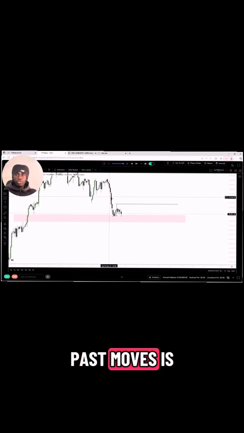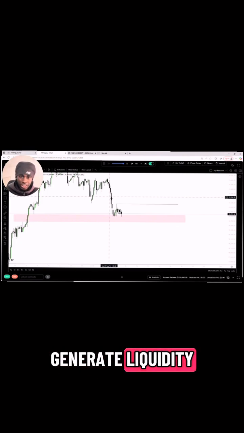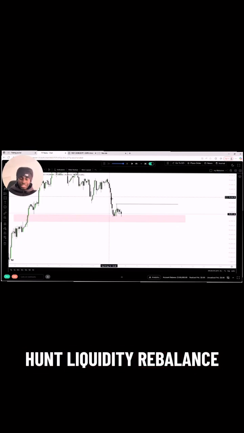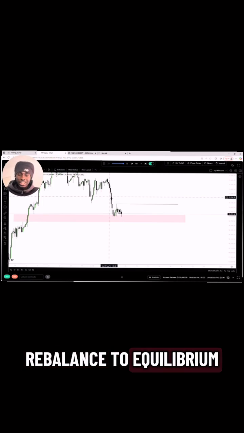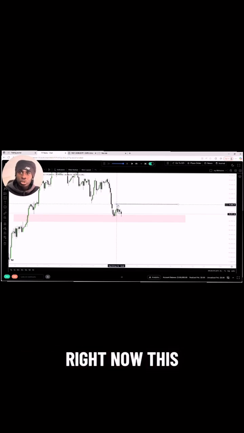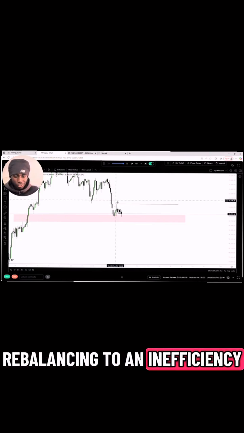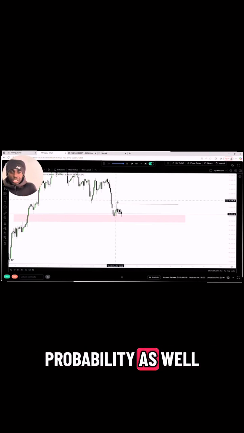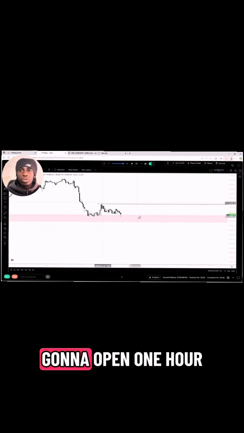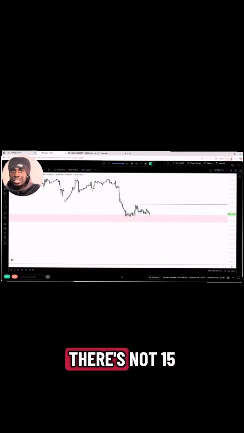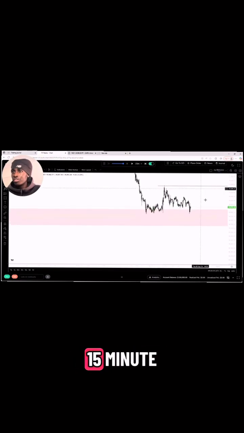You see when price moves, it's either moving to generate liquidity, hunt liquidity, rebalance the inefficiencies, or rebalance the equilibrium. Right now, this draw is hunting liquidity and is also rebalancing to an inefficiency. So that's more probability as well. Now I'm gonna hop on 1 hour. Is there anything there? No, there's not. 15 minute. Cool. So right now we're on the 15 minute.